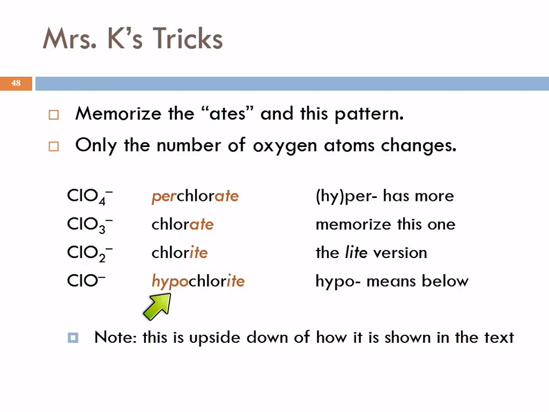And then hypo. Hypo is a prefix that means below. Where does the nurse put the hypodermic needle? Below your skin. Dermic refers to your dermis, your skin. A hypodermic needle goes below the skin. So hypochlorite has one less oxygen than chlorite does. So there's a pattern here. For chlorine, bromine, and iodine, you memorize chlorate and the pattern, and you can write the names and formulas for 12 polyatomic ions.